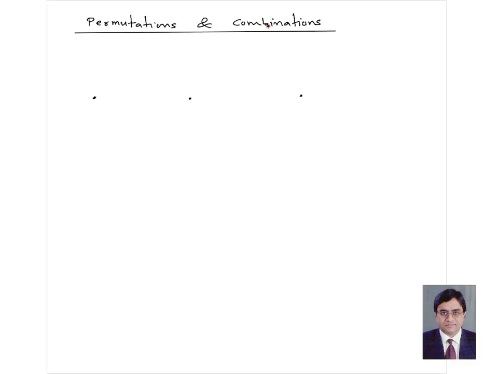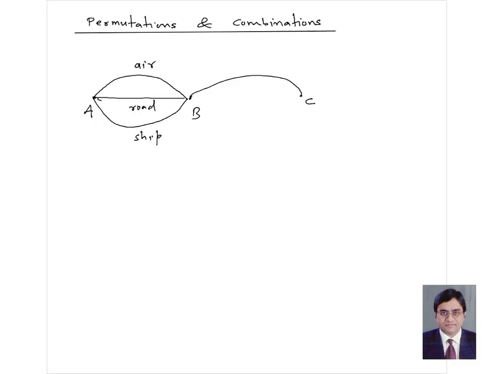In this topic, we will start with the fundamental law of counting, and then we will go in detail about permutation and about combination. What is the law of counting? Suppose you want to go to C via B. To go to B from A, there are different ways. Maybe one way is by air, other way is via road, and third way is via ship. From B to C, there are just two ways, by road, by air.